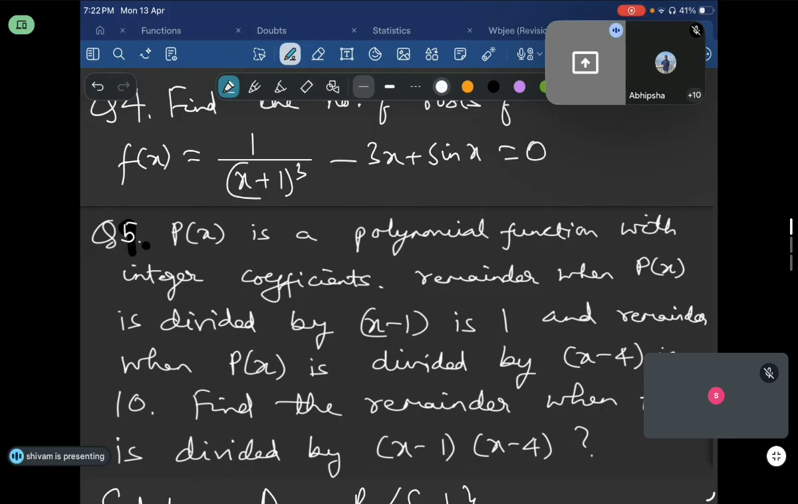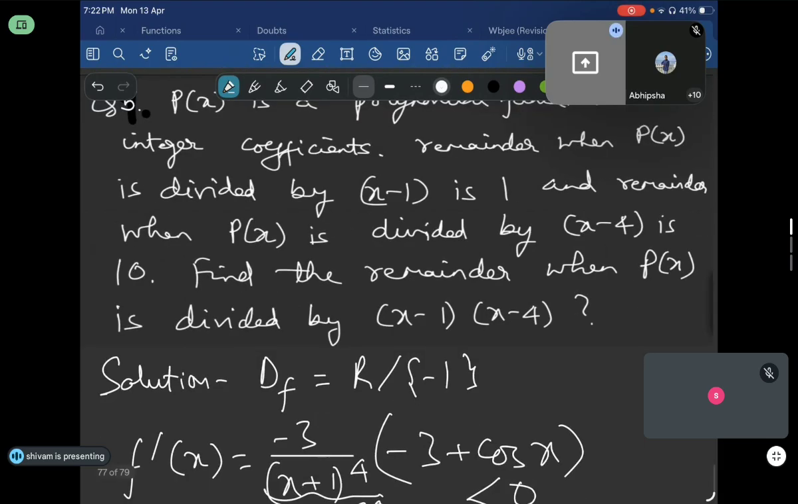Okay, I think we should solve number 5. P of x is a polynomial function with integer coefficients. The remainder when p of x is divided by x minus 1 is 1, and the remainder when p of x is divided by x minus 4 is 10. Find the remainder when p of x is divided by x minus 1 into x minus 4.